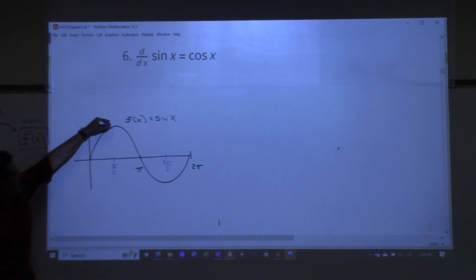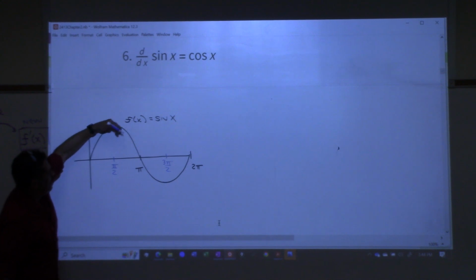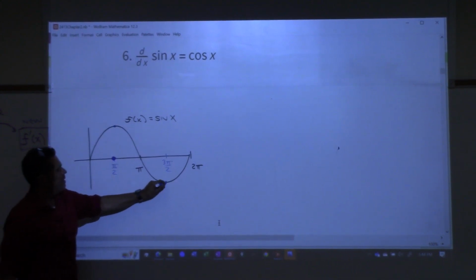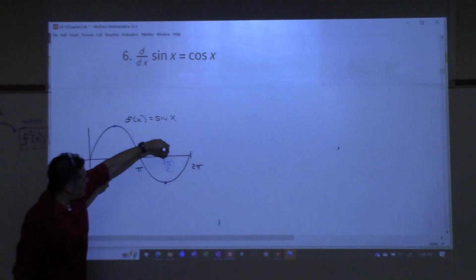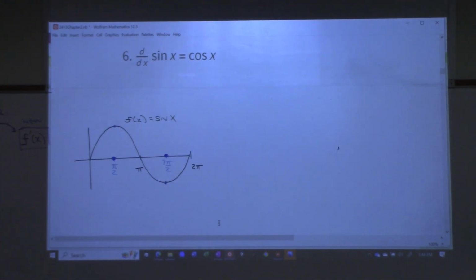At pi over 2 here, what's the derivative here? 1. No, that's the value of the function. What's the slope of the tangent line here? 0. So my derivative should be here, right? And then here at 3 pi over 2, the derivative should also be 0, shouldn't it? So it should go here. Do y'all agree those blue points are on the derivative? Okay, now let's just play this game where we move along here.